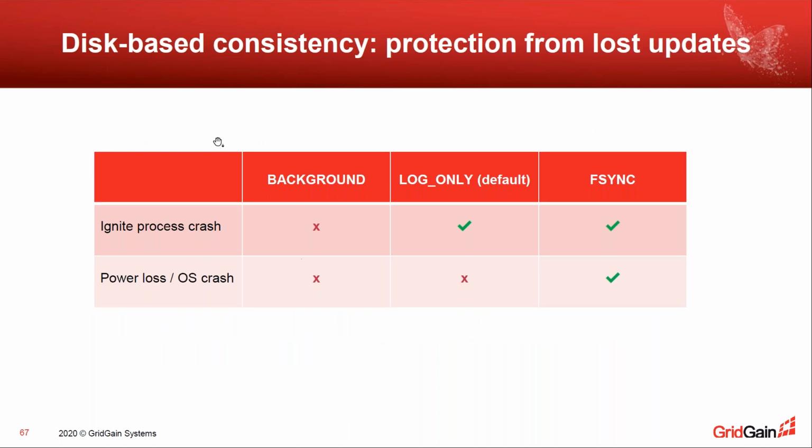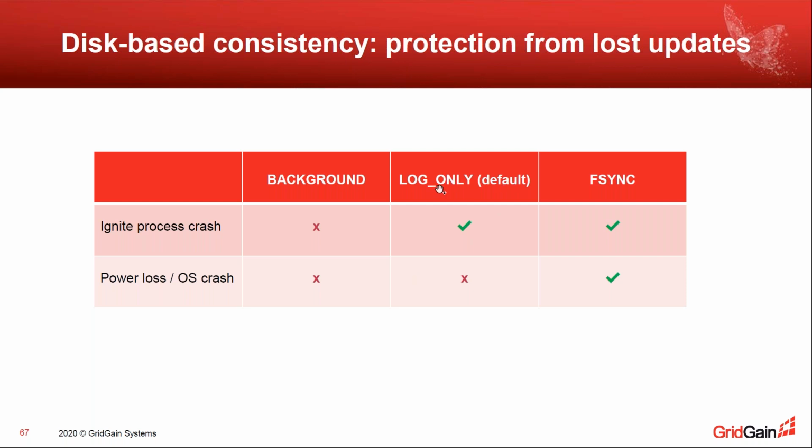Let's consider possible failover scenarios, and let's take a look at whether or not part of your updates can be lost if you're using one or another WAL mode. If you're using background, in case your process crashes, this may happen if you kill it with kill -9, or in case your node crashes with a critical failure, or perhaps the operating system OOM killer comes and kills your process. The other scenario is power loss, for example, if there's a total power outage in your data center, or your operating system crashes, which is unlikely but can still happen. If you are using background mode, you may experience lost updates in both scenarios.